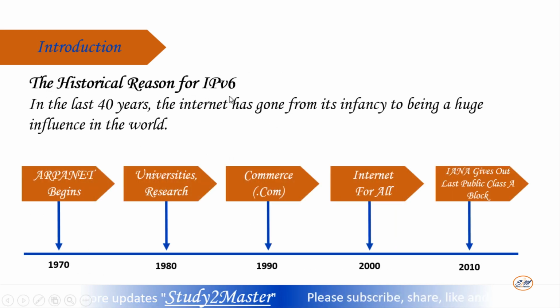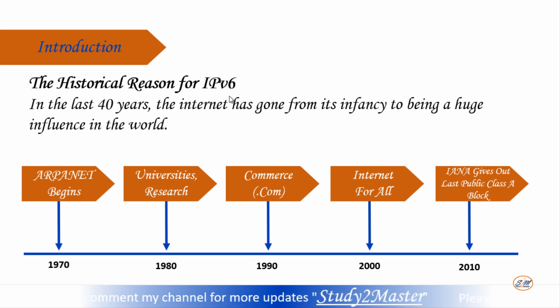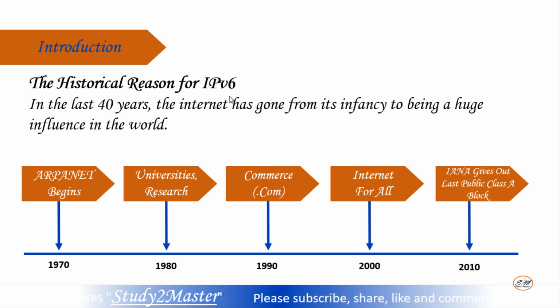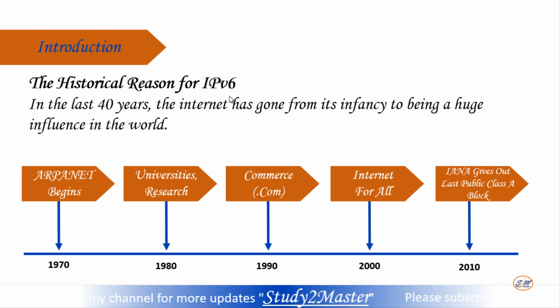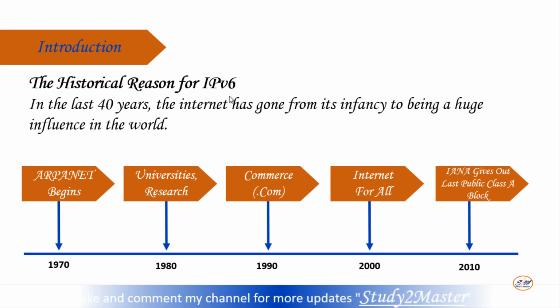The story and reason for IP version 6. In the last 40 years, the internet has gone from its infancy to being a huge influence in the world. It first grew through research at universities, with the ARPANET beginnings of the internet in the late 1960s into 1970. The internet kept growing fast in the 1980s, still primarily driven by research and the universities that joined it. By the early 1990s, the internet began to transform to allow commerce, allowing people to sell services and products over the internet, which drove yet another spike upward in its growth.